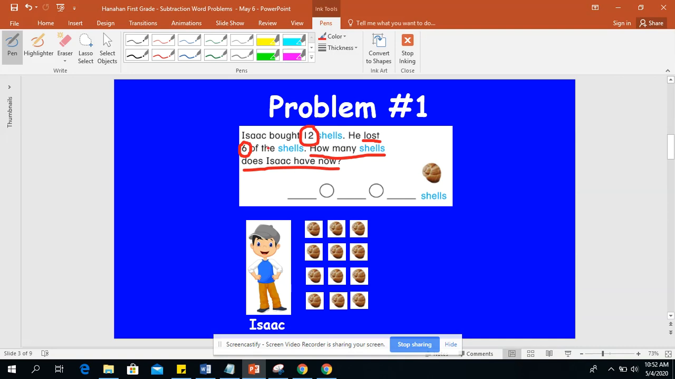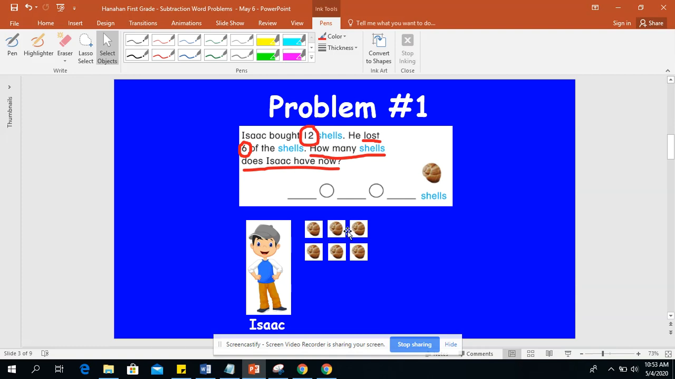To help us solve this problem, I have a picture. So here is Isaac, and here are the 12 shells that he bought. In the problem, it says he lost 6 shells. So he first bought 12 shells, and then he lost 6 of them. So let's pretend he's losing these shells. I just took away 6 shells. How many shells does Isaac have now?